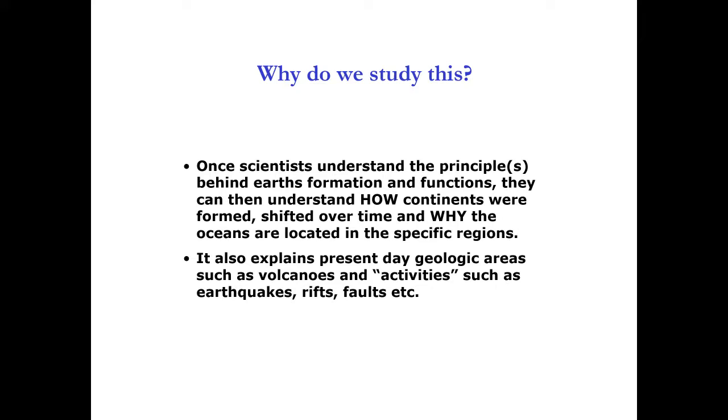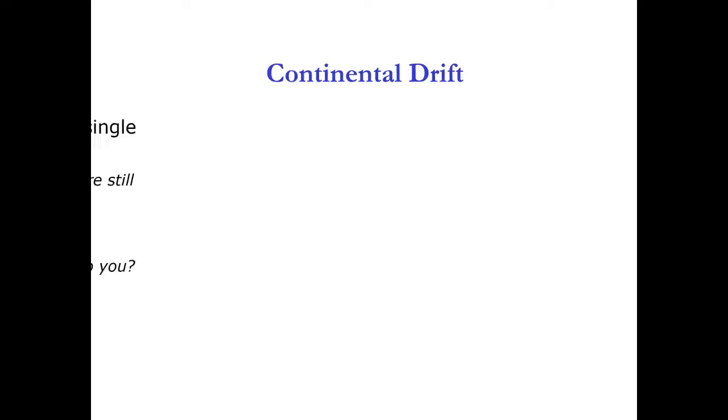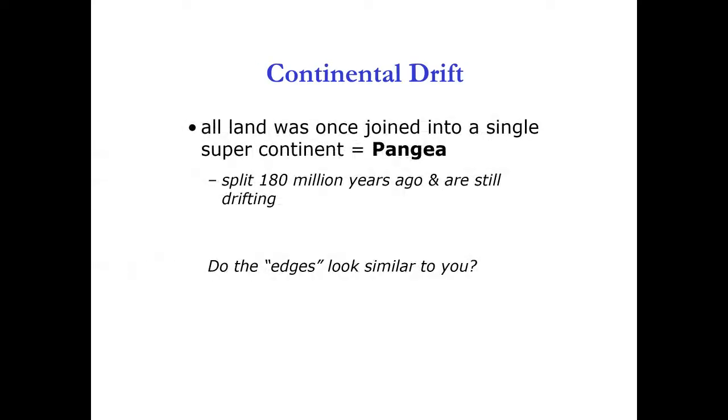It also explains that we have present-day tectonic activity. A tectonic activity, by the way, is a rupturing volcano, an earthquake, a rift, a fault line. And you know we have all those present day. So it explains what's occurring present day, and it also explains why our maps look different then than they do now.